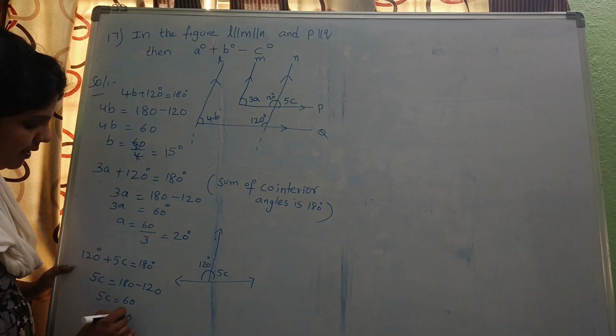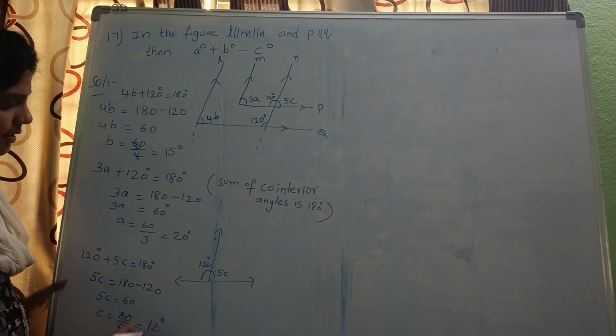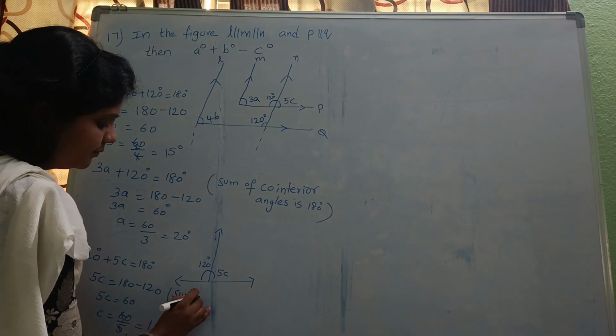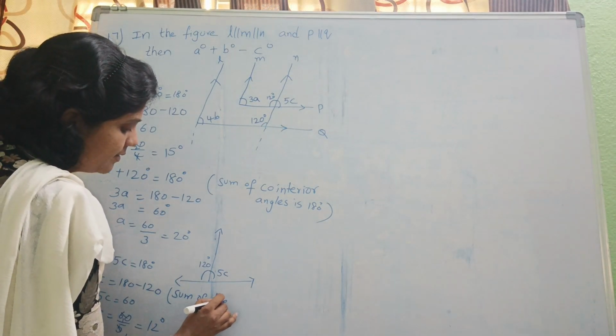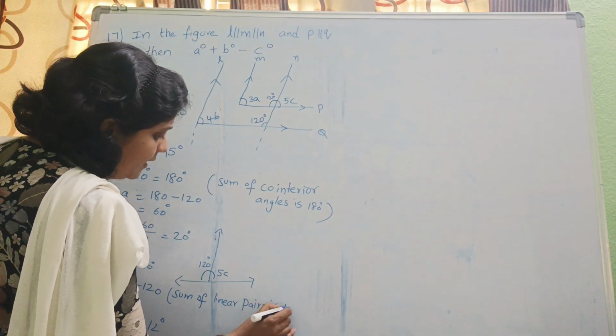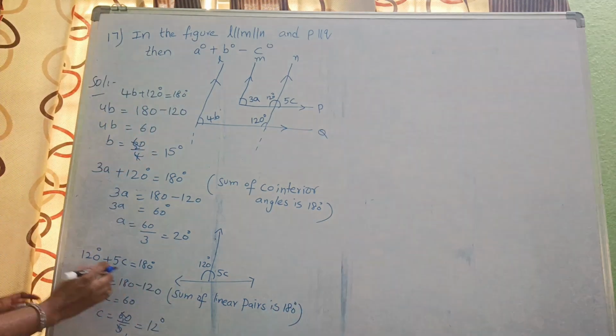C is equal to 60 by 5. In the 5 table, 5 twos are 10, so 12 degrees. Now what's the reason? We need to write here: sum of linear pairs is 180 degrees. Now we got the values.